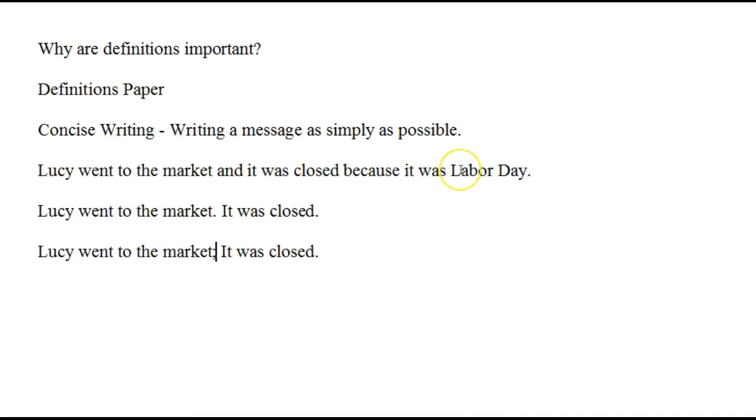Now you might be saying to me, well, Ms. Walton, you're still saying the same thing, but you left out that it was Labor Day. No, it's a detail that may or may not be included. To make it concise, I'm just dropping it out. I don't consider it relevant at this point. Now, if I ask the question, why was it closed? Or if I asked a question about Labor Day, then maybe we would include it. But for now, let's leave it at that.